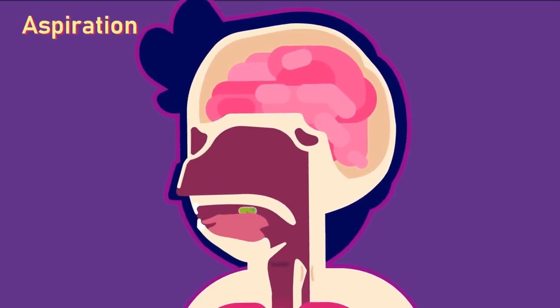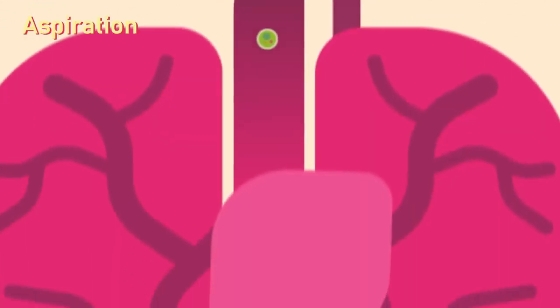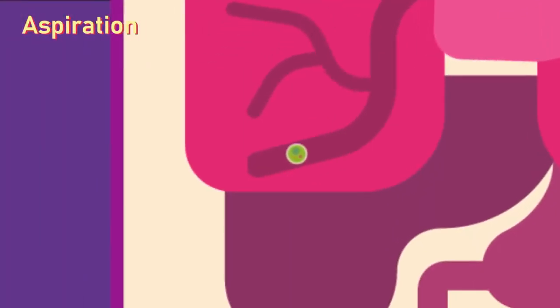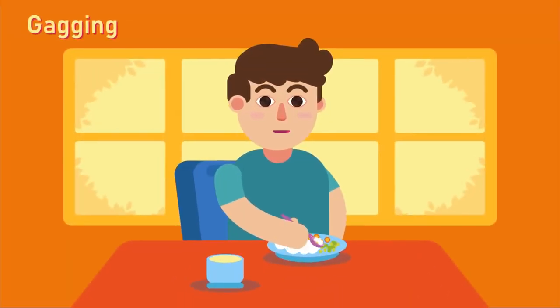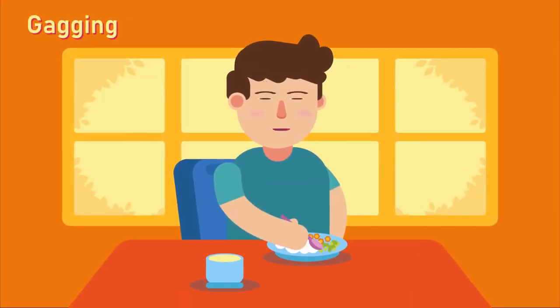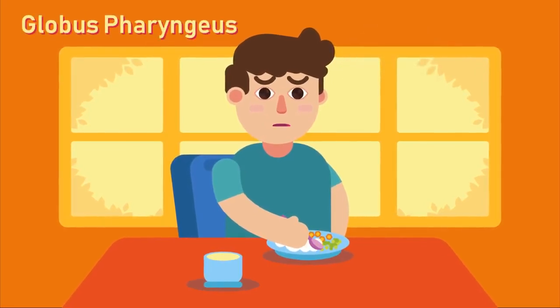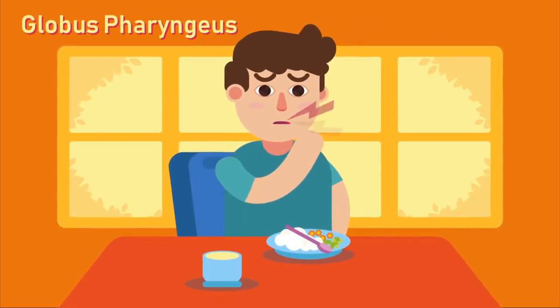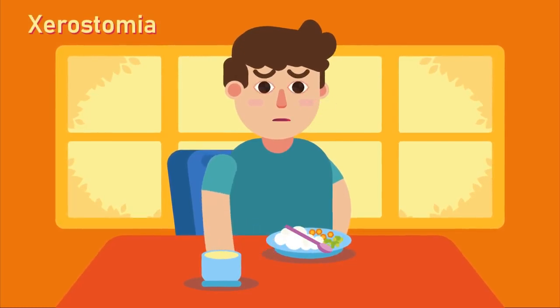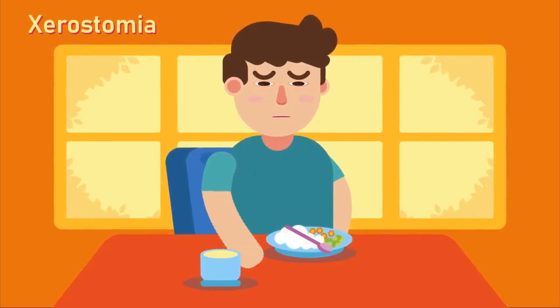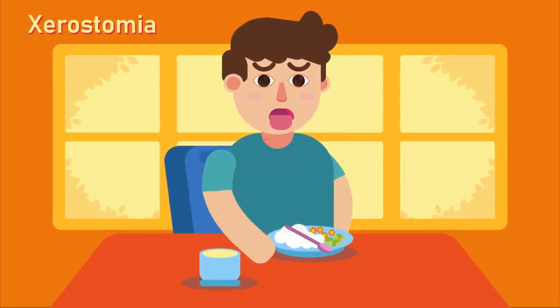Aspiration, in which the food or drink goes down the trachea instead of the esophagus. This can further lead to aspiration pneumonia. Gagging, in which the patient may feel that the food is causing them to throw up and vomit. Globus pharyngeus, a feeling of a lump in the throat. Xerostomia, which means dry mouth, which may itself lead to dysphagia or odynophagia.